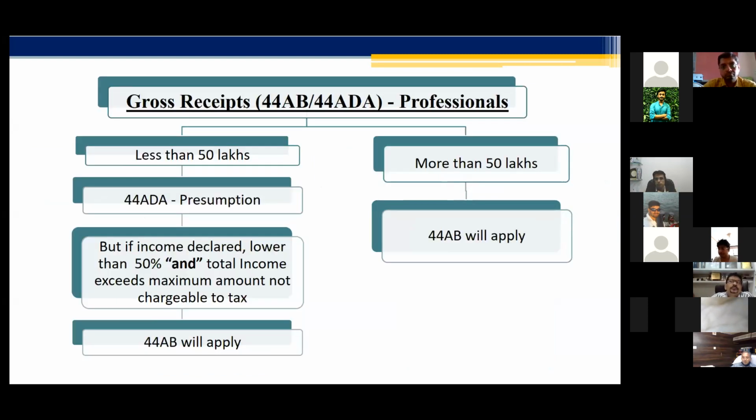For the professionals, we have the provisions of 44AB and 44ADA. If your turnover is less than 50 lakhs and you opt for the presumptive tax, wherein you offer 50% of your turnover as the total income, then 44AB will not apply. If you offer less than 50%, then 44AB will apply and audit has to be applied. In case of more than 50 lakhs, 44AB will apply.